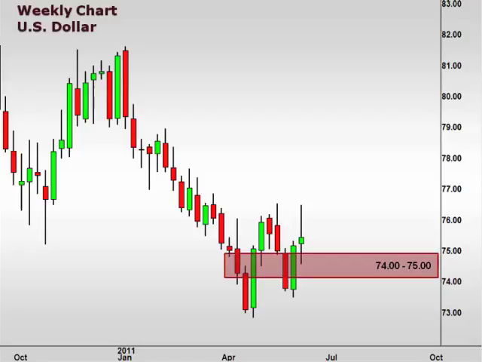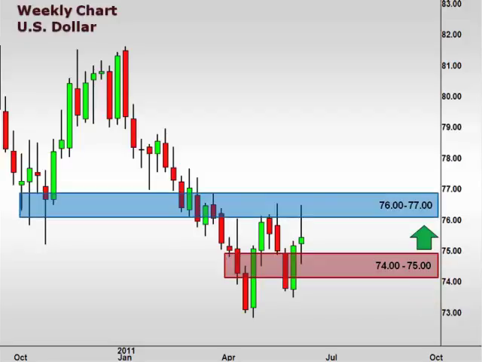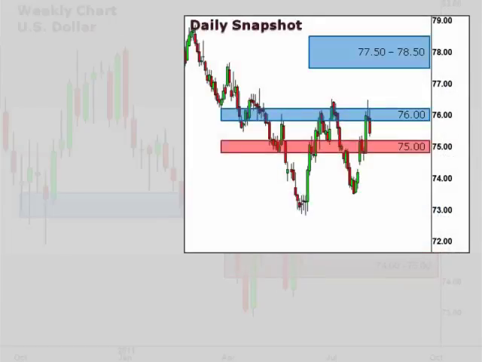Now, a break below the 74.75 focal zone opens the window for a continuation lower. 76.77 remains a key overhead resistance. A break above 77 opens the window for a continuation to the upside for the US dollar against most of the major currencies. Let's take a look at a daily snapshot. The daily chart reflects the near-term resistance at 76, a break of which should signal a push higher.